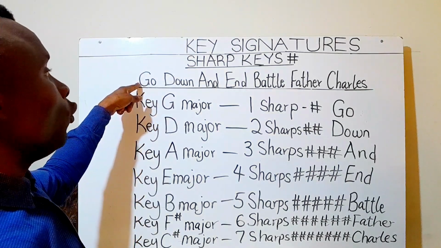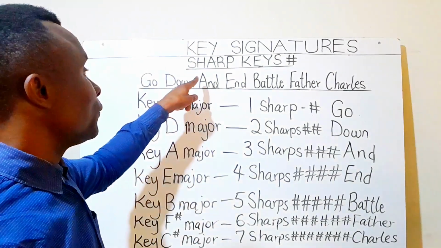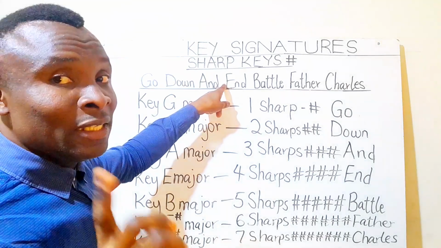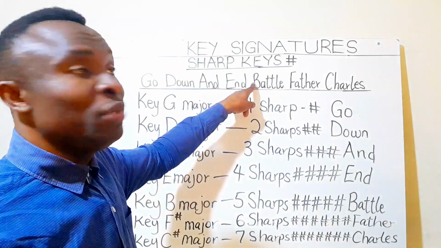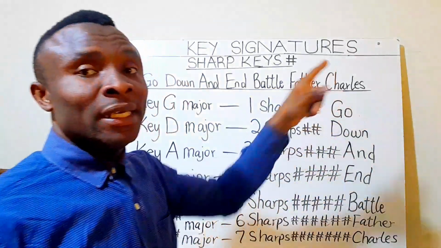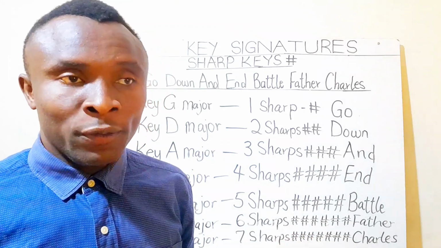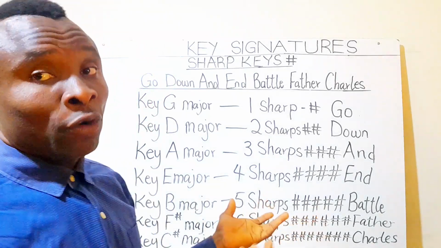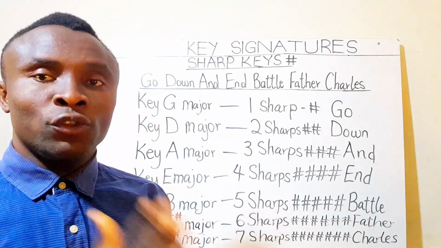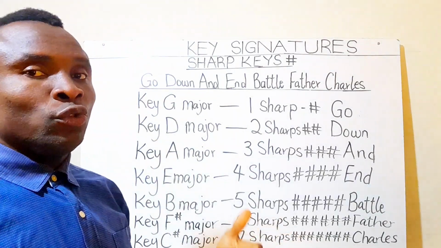Like you can see here, Go, G is the most important; Down, D is the most important; And, A is the most important; End, E is the most important; Battle, B is the most important; Father, F is the most important; and Charles, C is the most important. Like I always say, the essence of these acronyms is to help you remember the formula easily, while all you need is just the first alphabet of the acronym in order to get to where you're going.